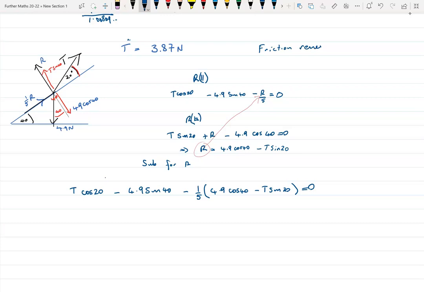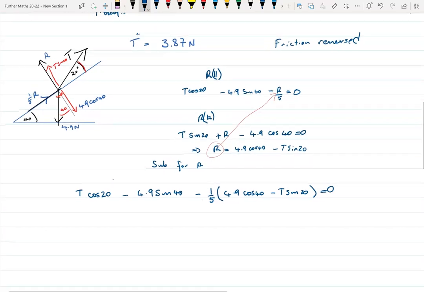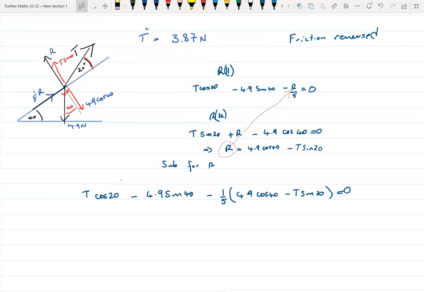So instead of going through the whole thing again, I've copied the question and the equations I've done, and it'd be useful to see how it changes. Obviously the components are the same, but friction's reversed, so this changes to plus here. This equation doesn't change at all because friction is parallel to the plane, but this perpendicular one changes to plus here. So some of the equations in the subsequent bit will change.